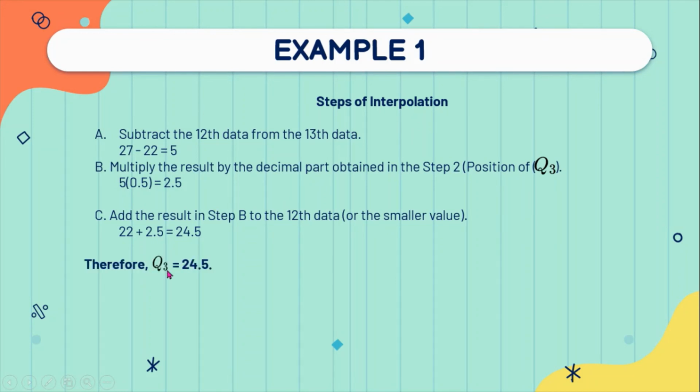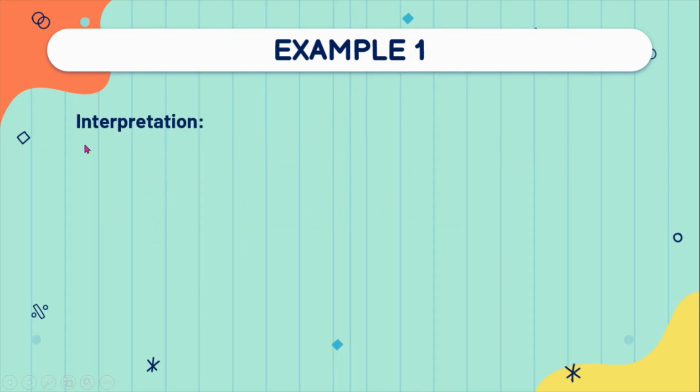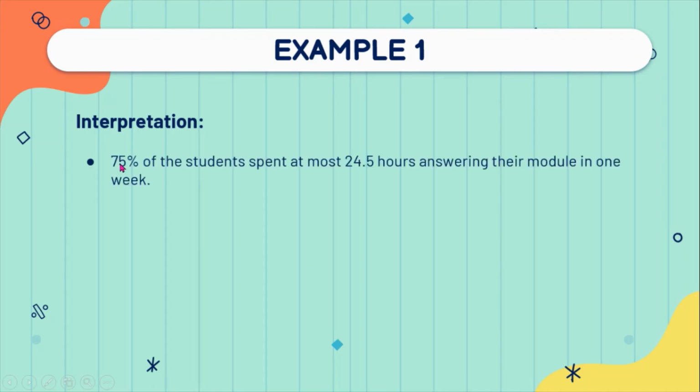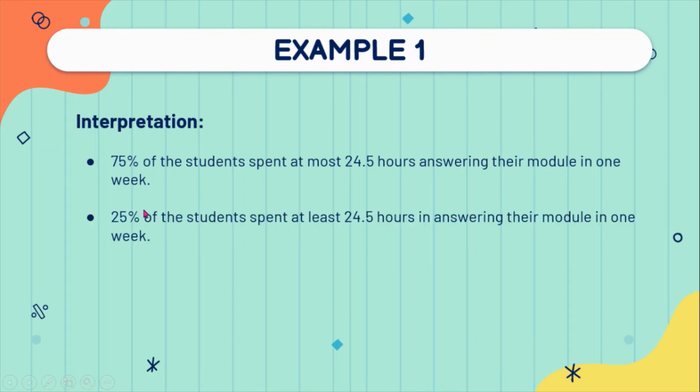Therefore, the third quartile is equal to 24.5. How do we interpret it? That is, 75% of the students spent at most 24.5 hours answering their module in 1 week, or 25% of the students spent at least 24.5 hours answering their module in one week.